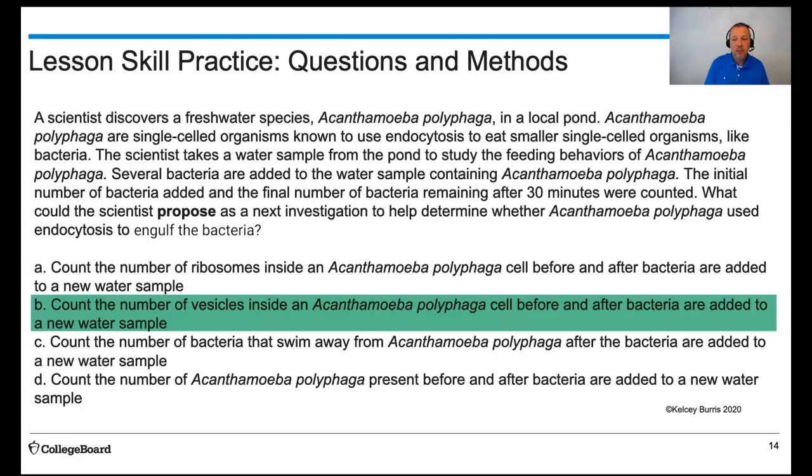Right? Why are we counting vesicles? We just said it's endocytosis, right? So that means it's going to do what? It's going to engulf using a vesicle, so that's the one way you can determine.